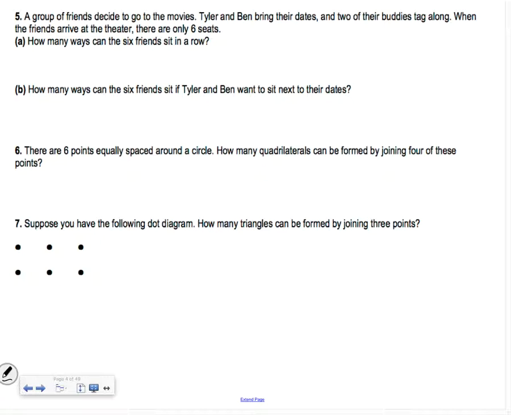So a group of friends decide to go to the movies. Tyler and Ben bring their dates, and 2 of their buddies tag along. When the friends arrive at the theater, there are only 6 seats. How many ways can the 6 friends sit in a row?